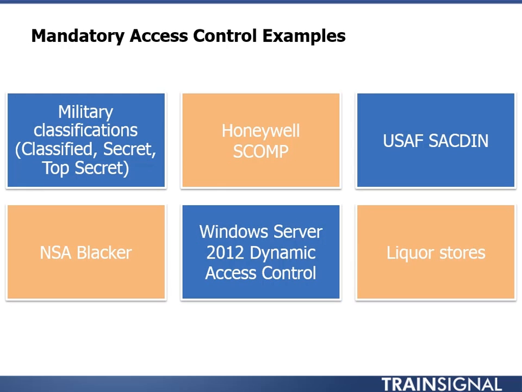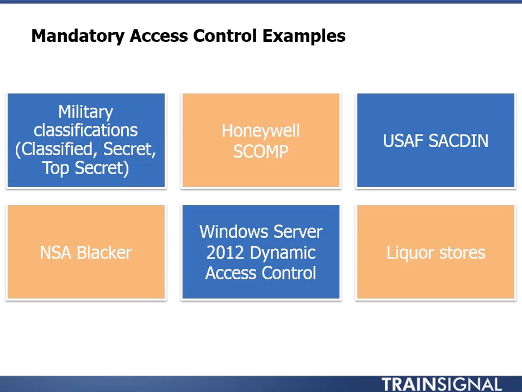Here are some examples of mandatory access controls. I already mentioned the military classifications. Four different implementations of it: Honeywell's SCOMP, the United States Air Force's SACDIN, the NSA's Blacker system, basically mandatory access control systems, and new in Windows Server 2012 is Dynamic Access Control, which you can use to implement mandatory access control in the Windows environment. Earlier versions of Windows didn't have that built in. You'd have to have bought some third-party software and added it on.